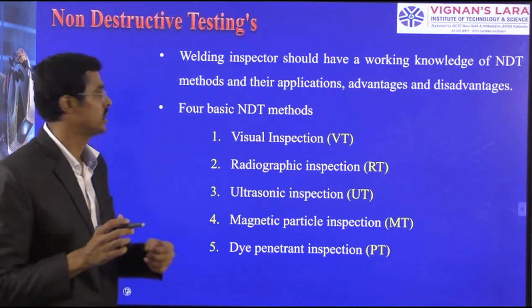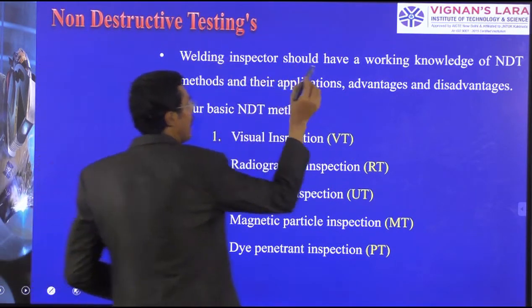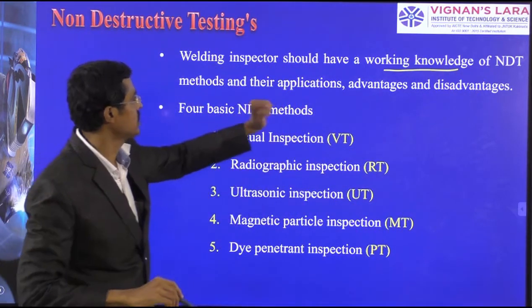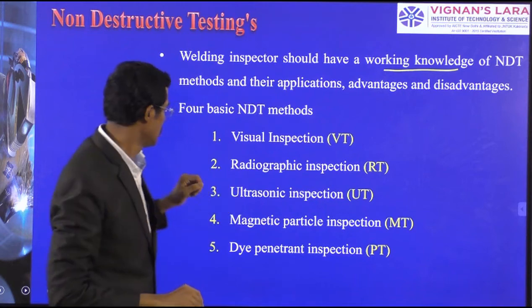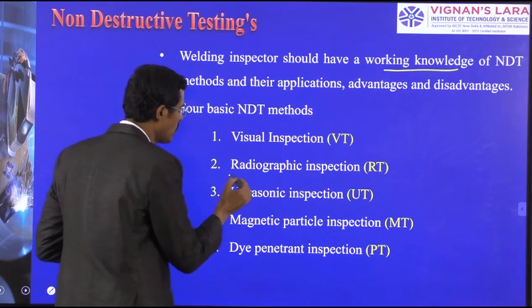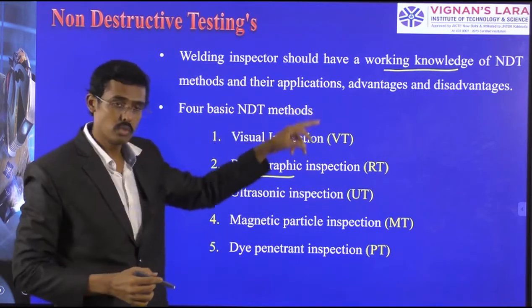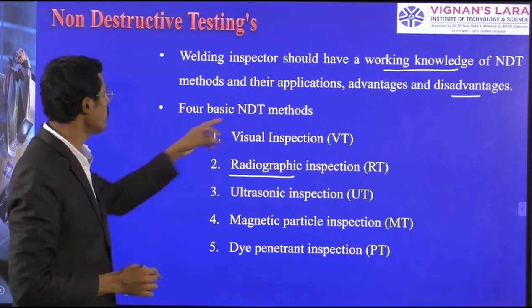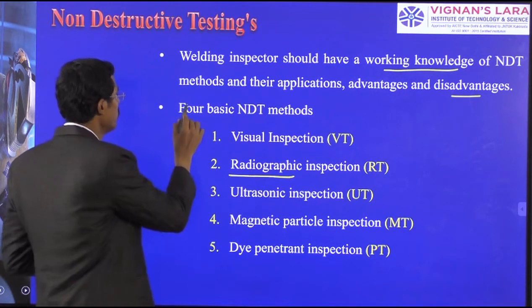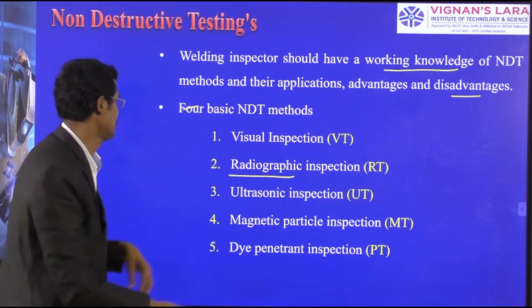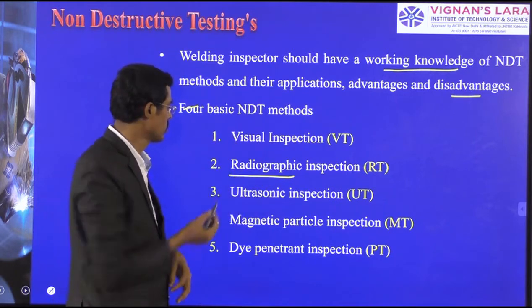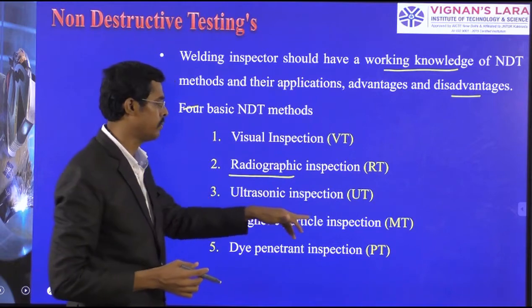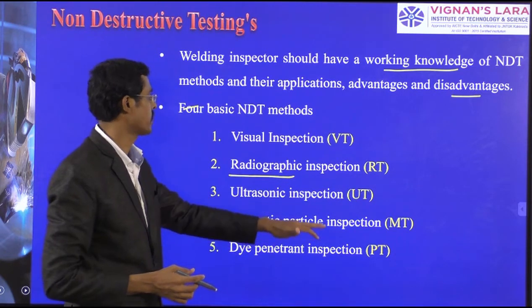defects. So in non-destructive testing, the weld inspector should have a working knowledge of the NDT methods and their applications, advantages and disadvantages, because radiography, for example, is the most harmful one. Therefore, we should know the various disadvantages of this process also. Four basic NDT methods are there for welding, such as visual inspection, radiographic inspection, ultrasonic inspection, and magnetic particle and dye penetrant inspection tests.